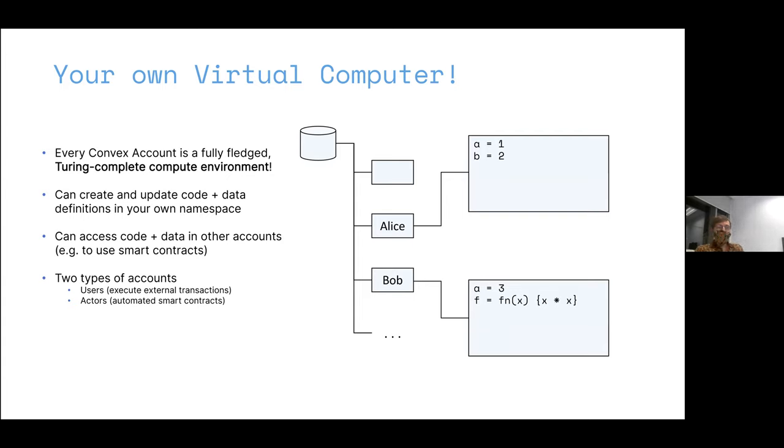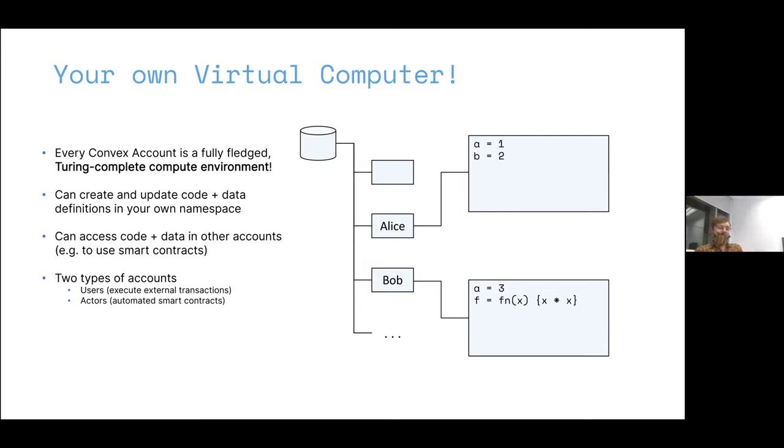Okay. One interesting idea is that every account on the Convex network, whenever you create one, is in fact a fully fledged compute environment. You basically get your own little virtual computer. You can define your own code, your own definitions in this environment. And this is protected again by your digital signature, so only you can change things in your environment, which is very important.